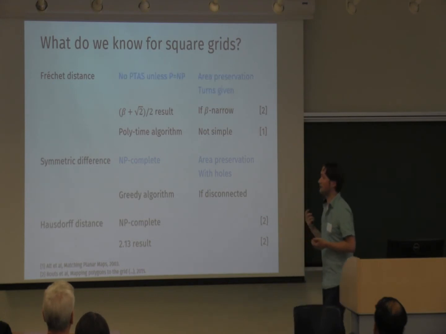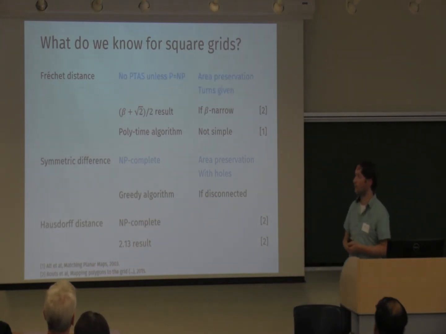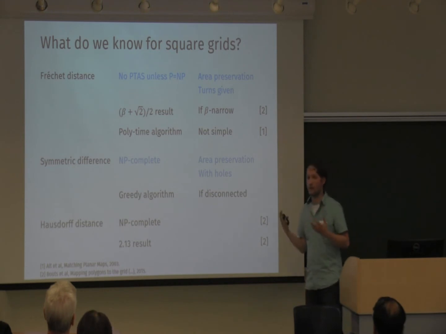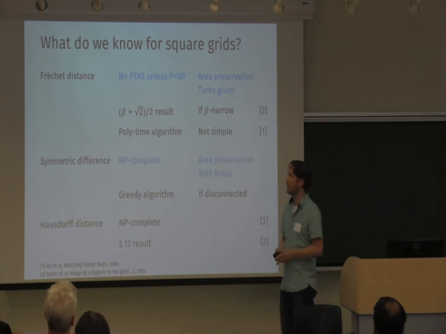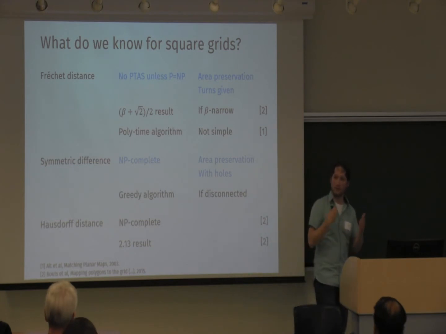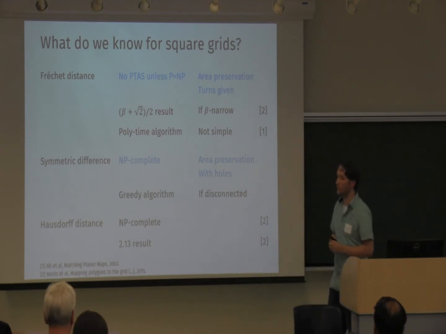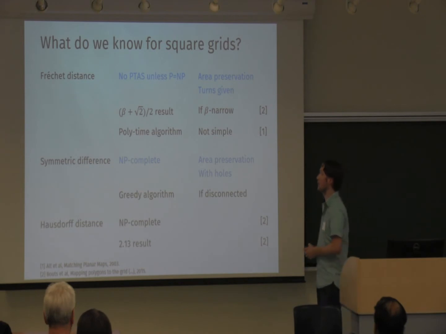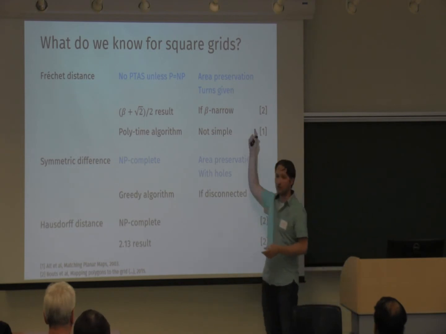What we show here is that this problem is actually also NP-complete, and even that you cannot get a PTAS unless P equals NP. And again, this is also if you're willing to assume area preservation or some kind of polygon area requirement, there is still no PTAS, and even if the turns are given.